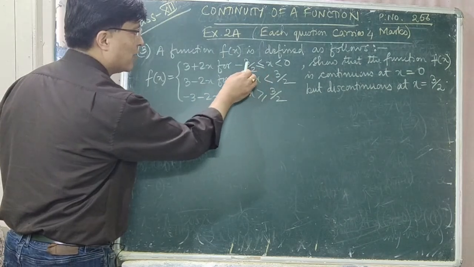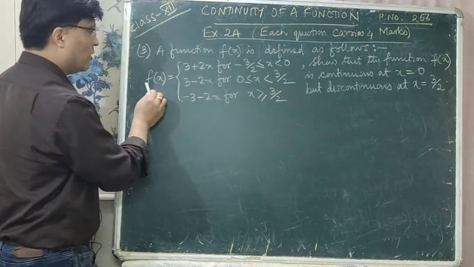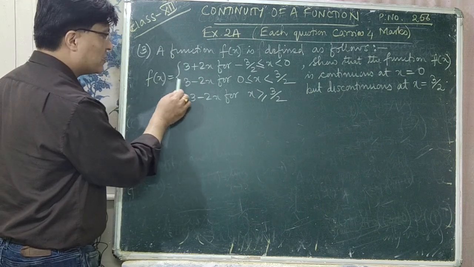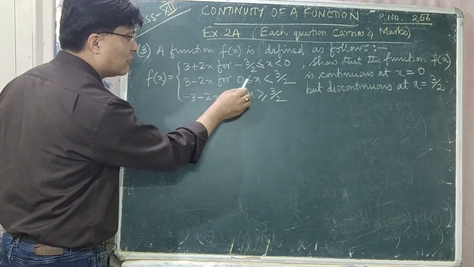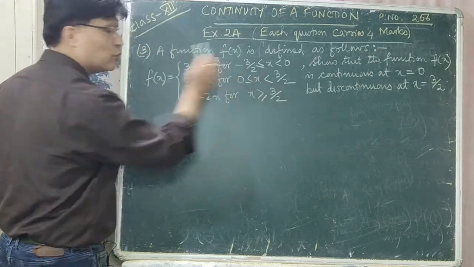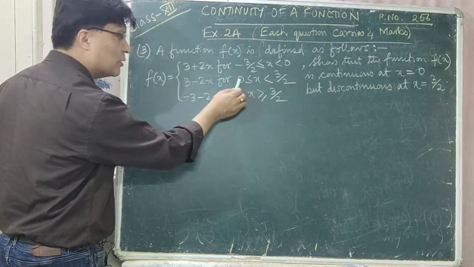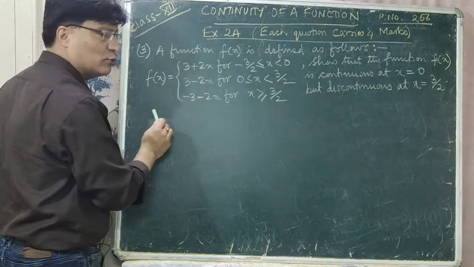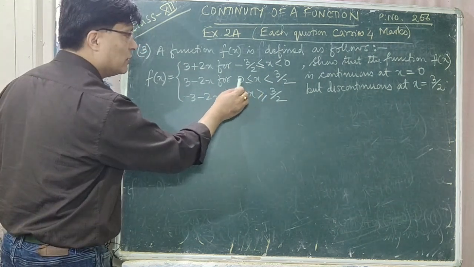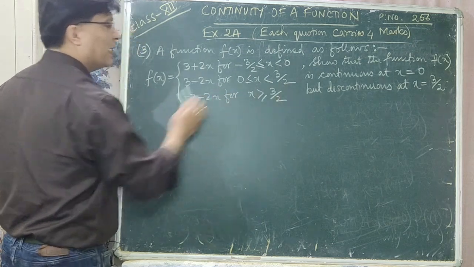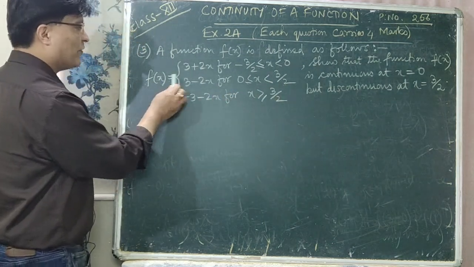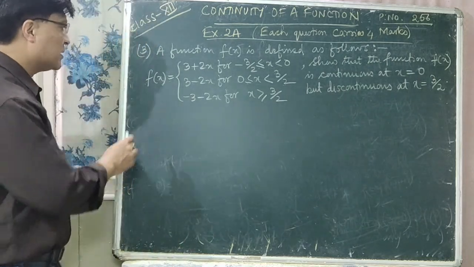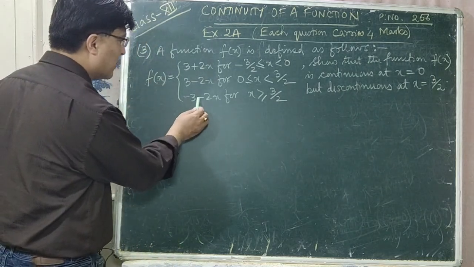If x lies within minus 3 by 2 and 0, the value of f of x is 3 plus 2x. And f of x is equal to 3 minus 2x if 0 less than or equal to x less than 3 by 2. So x is equal to 0 is also included here, and x is strictly less than 3 by 2. This is x greater than or equal to 0, but x is less than 3 by 2. Then we have f of x is equal to 3 minus 2x. Okay? And then next, f of x is equal to minus 3 minus 2x.